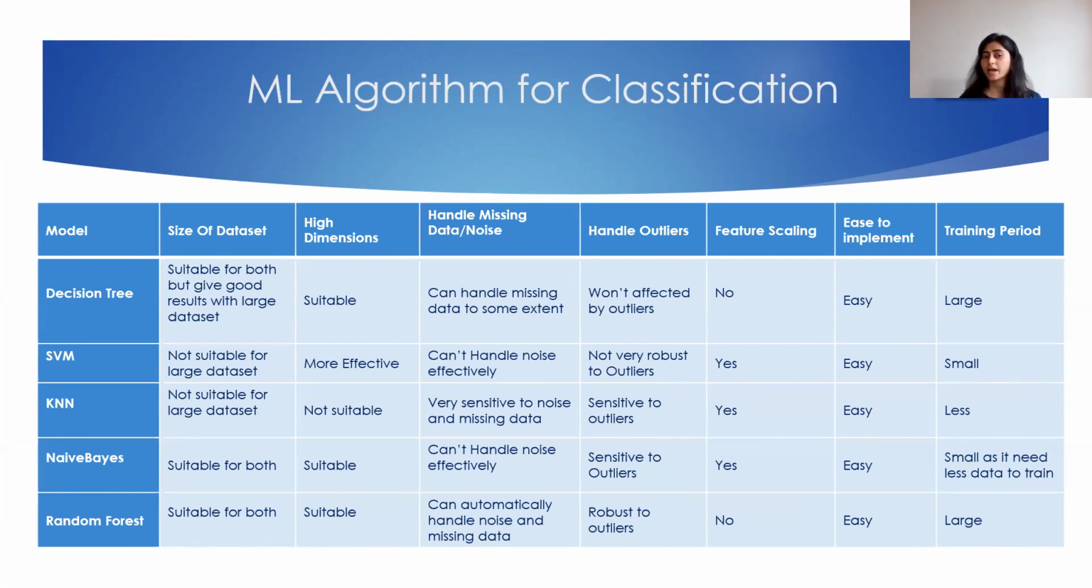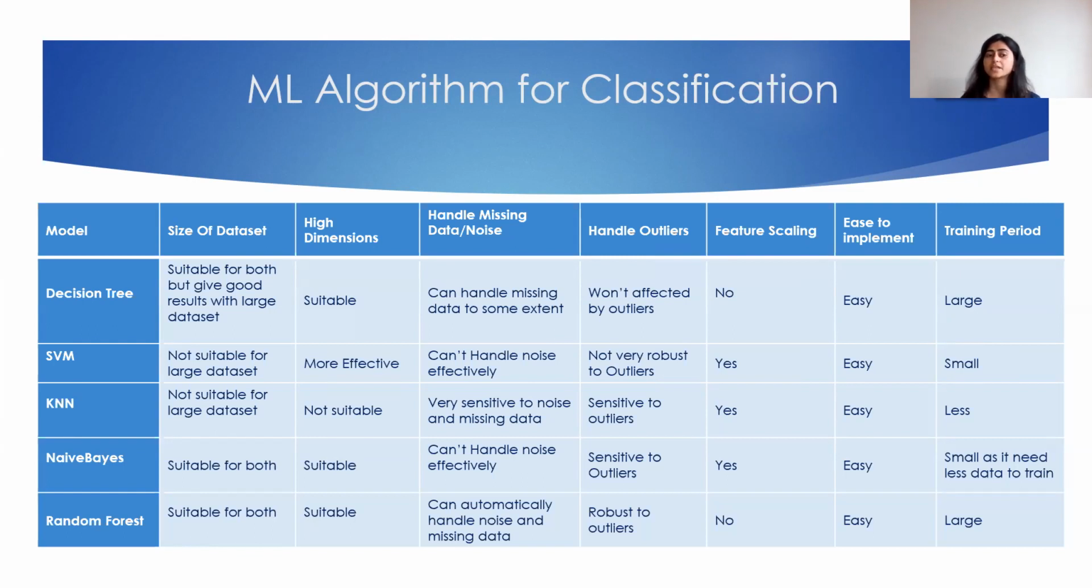Similarly, it can handle multiple dimensions, and it will not be affected much by outliers. Why? Because again, the decision tree is in the form of a tree structure. If we have outliers or noise, only a part of the tree will be affected, not the entire tree. So it is very easy to implement, but the training period is again very large because of the tree structure.